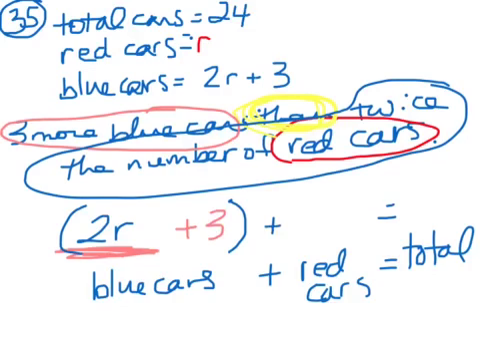Well, there was 2R plus 3 blue cars, right? What did we call red cars? R, just R, didn't we? We actually wrote it up there in red. Do you see it? This is how many blue, that's how many red. And what am I going to put as the total? If I add the blue and the red together, I get the total cars. Did they tell me that? 24.